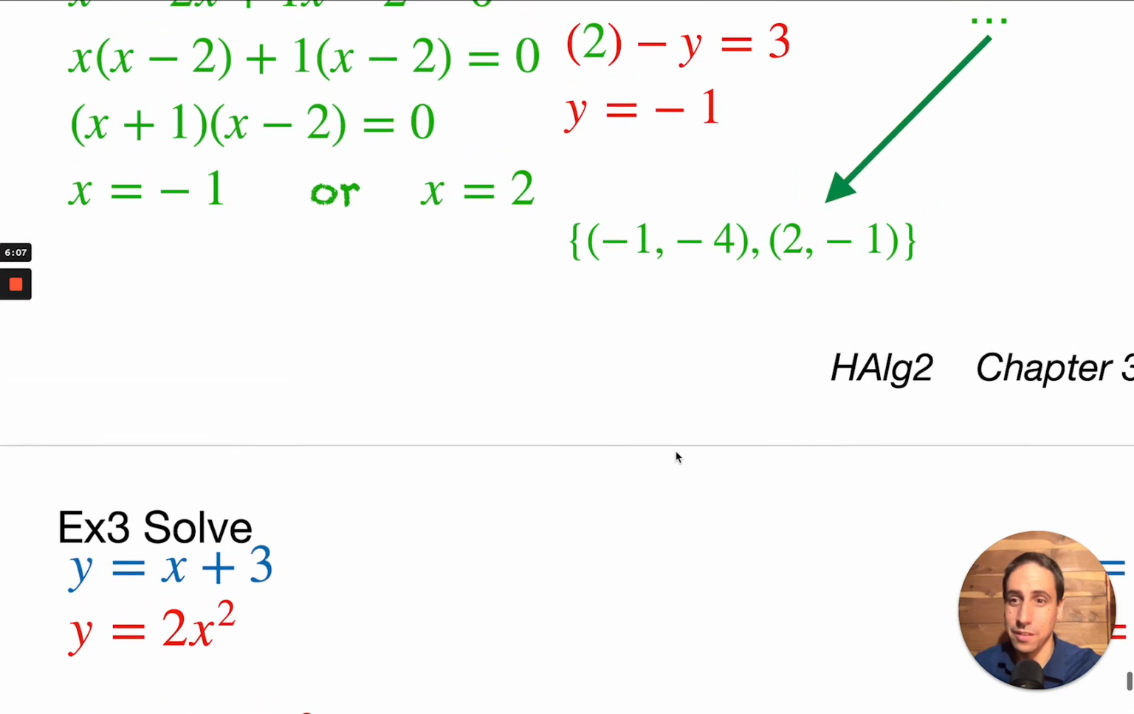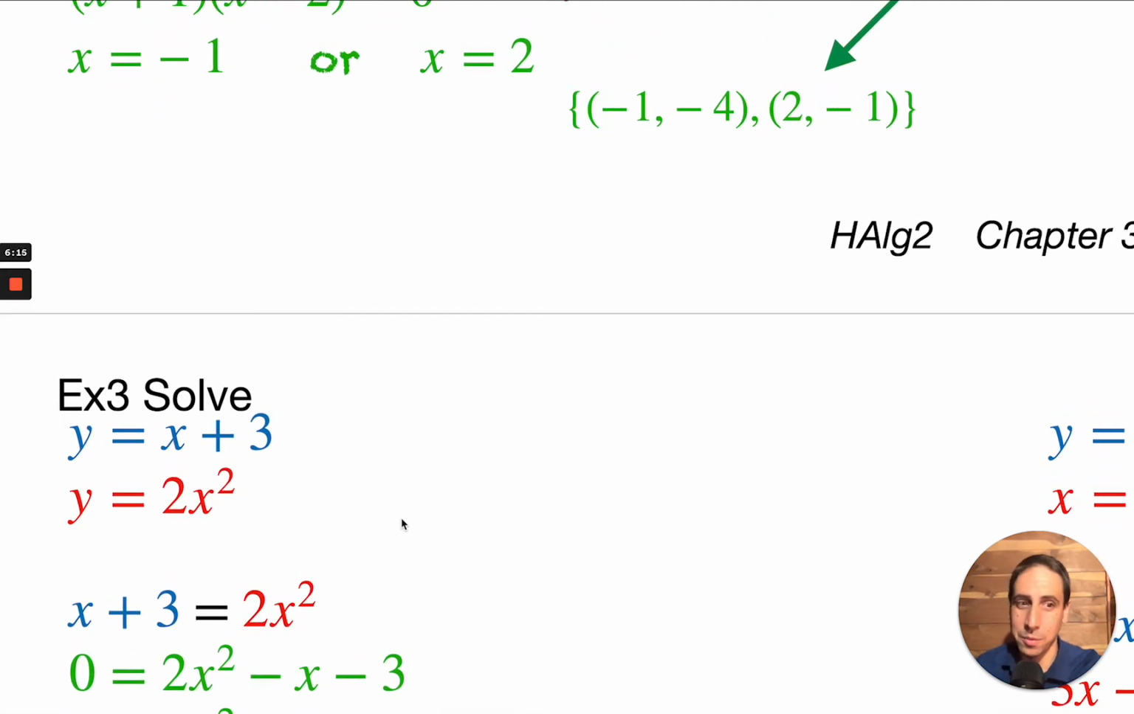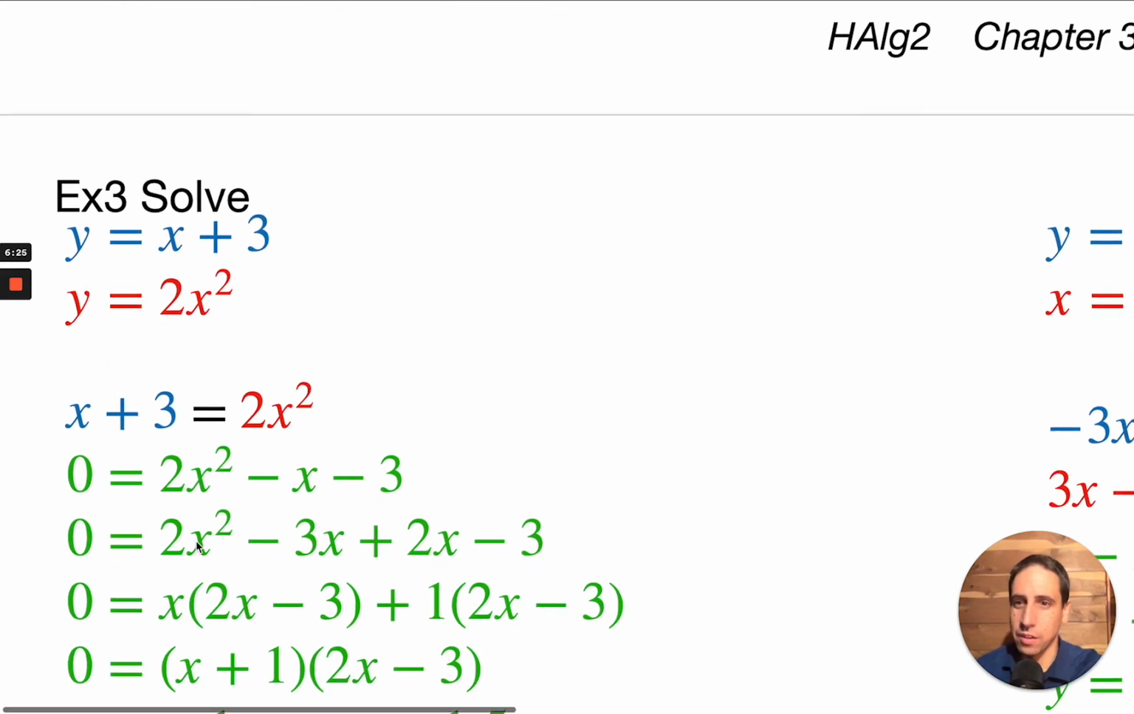Let's see. On the back side, we've got y is equal to x plus 3 and y is equal to 2x squared. I think I'm going to set them equal to each other. That's substitution. So this is what y is equal to. This is what y is equal to. So they could both equal each other. A good habit for solving quadratic equations is setting it all equal to 0.